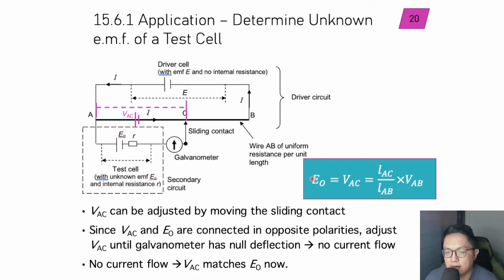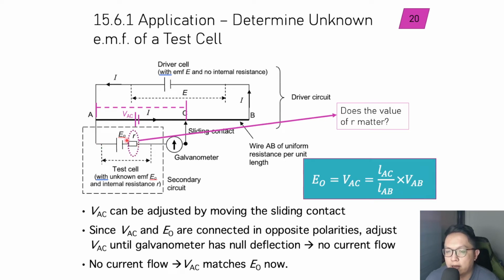Okay, note that earlier we mentioned that there's this internal resistance in the diagram here, but does the value of R really matter here? If we look carefully, if my two potential differences are the same, this VAC and this E naught are the same, right? No matter how small this internal resistance is, there's no current flowing because your net EMF will be 0.